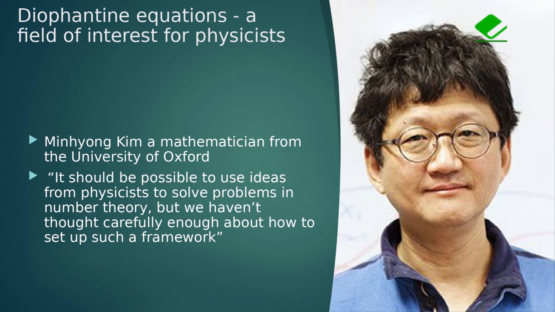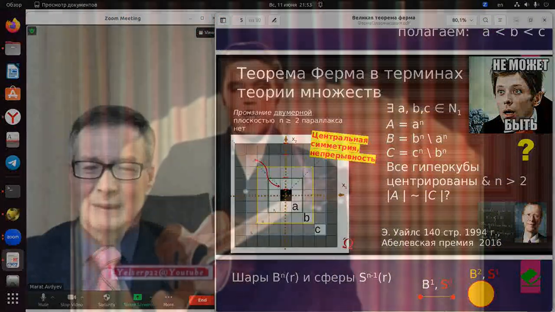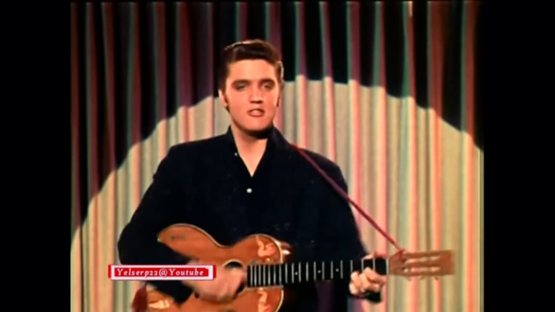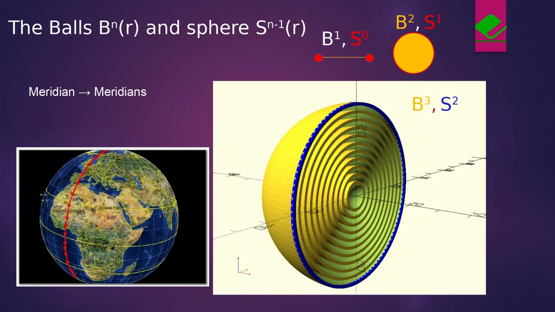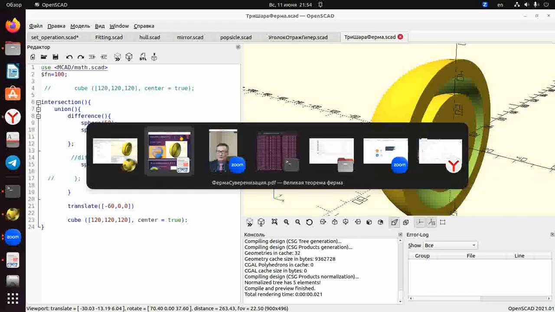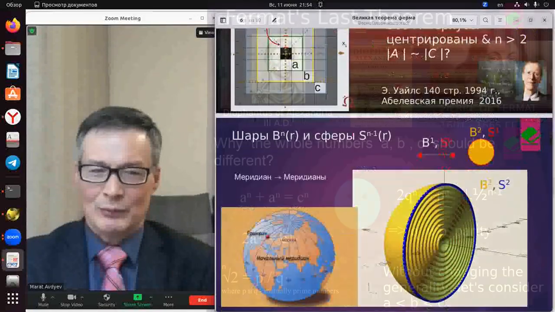To the posed question about short and simple ways to prove Fermat's last theorem, the answer is yes. And this method is associated with a mental experiment. Consider a construction of 3 concentric nested n-cubes or balls, with centers at the origin, with edges or radii equal to the natural numbers a, b, c. Why will these whole numbers, which are mentioned in the last theorem, necessarily be different?